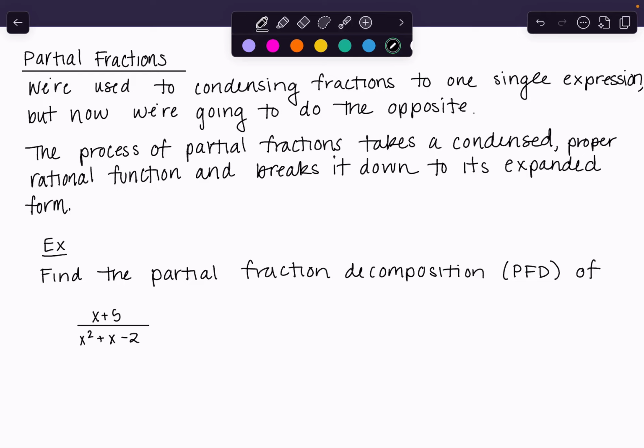It takes a condensed, proper rational function, proper being the key word. Proper means the degree of the numerator is smaller than the degree of the denominator. And it turns it into its expanded form. So we're figuring out what we had to add together to get that condensed fraction. The process is very similar. It just depends on the factors that you have in the bottom. So to go through this, I'm just going to do a ton of different examples and show you how to set up the process.